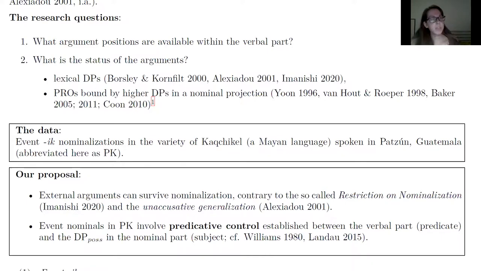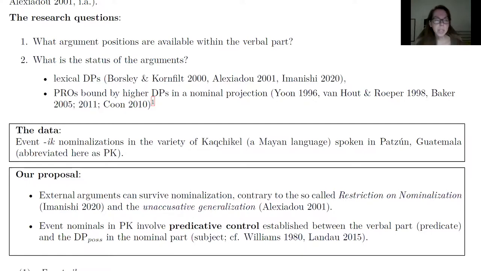The second question that we will address is the following. What is the status of the arguments in that verbal part of a mixed nominal? There are currently two approaches on the market. The first one says that we have lexical DPs and we merge them directly into the argument positions. The second approach essentially says that no, you fill in those positions with big pro, and then you bind those pros by some higher arguments in the nominal part, for instance, a possessor.